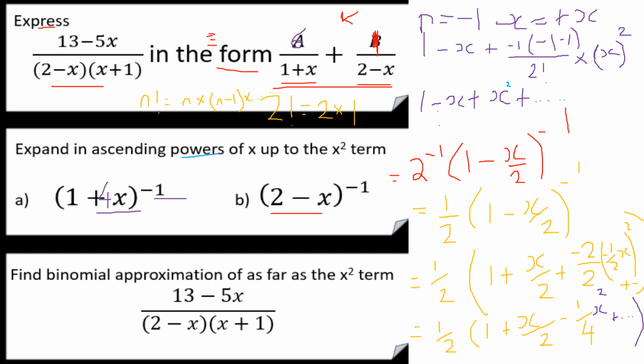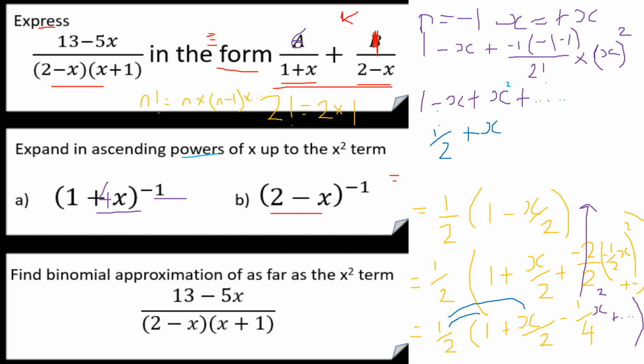The last part is just to expand it. I'll delete some bits just so we've got a bit more space. So expanding this bracket, I get as follows. I get half times 1 is going to be a half. A half times x over 2, or x halves, will be a quarter x, or x over 4.